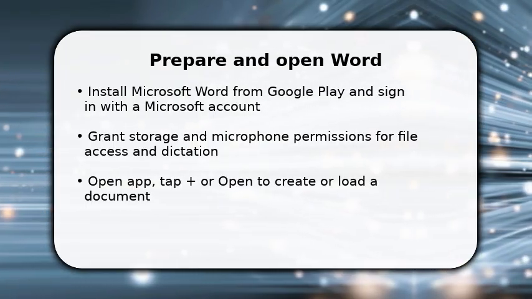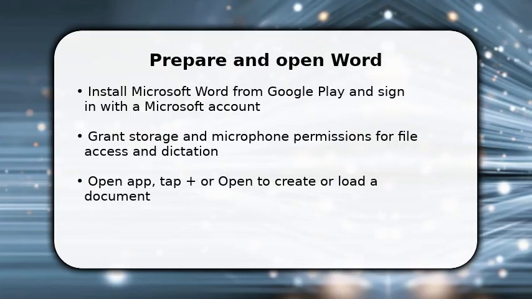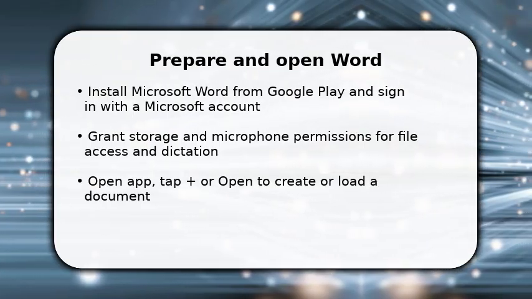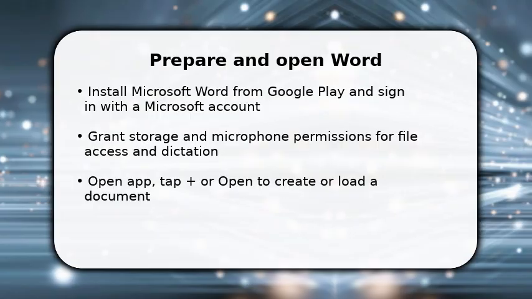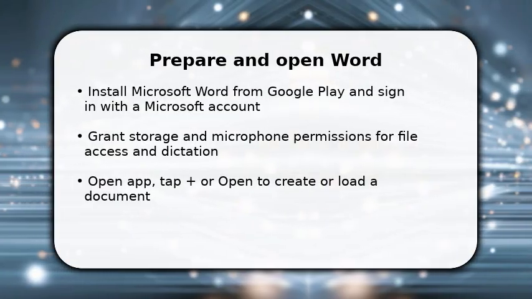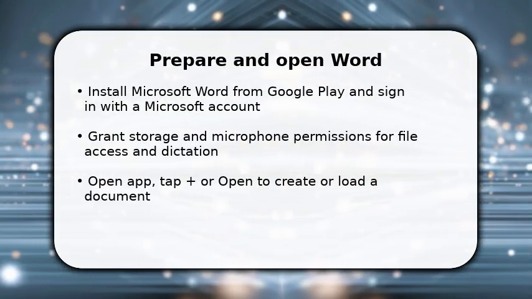Now open the app and tap the plus icon to create a blank doc, or tap open to load a file from OneDrive or device storage. Make sure to choose a template if you want preformatted headings and styles, which speeds drafting.